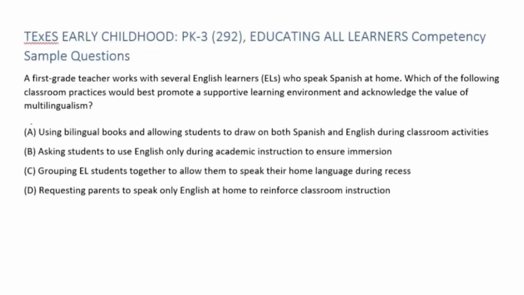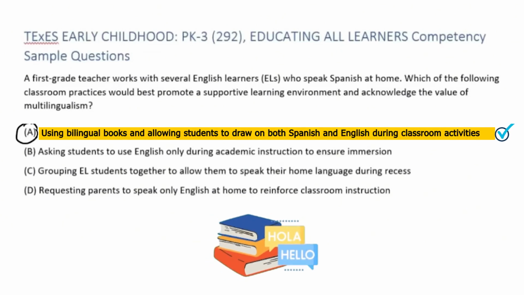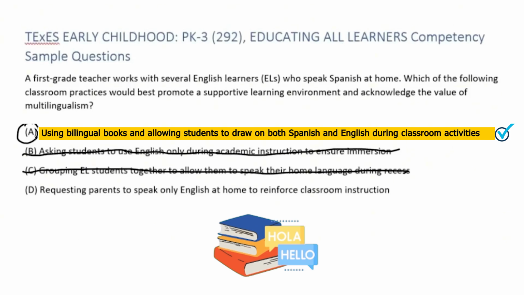Option A is correct because acknowledging and incorporating students' home language in classroom materials and instruction affirms their identities and promotes cognitive and linguistic growth. Option B is incorrect because English only approaches can hinder language development and self esteem. Option C allows social interaction in the home language but misses instructional value. And option D is inappropriate and not culturally responsive. Families should be encouraged to maintain and celebrate their home language.